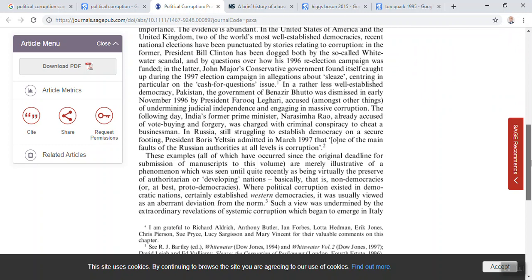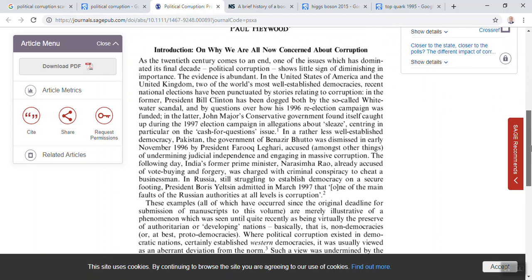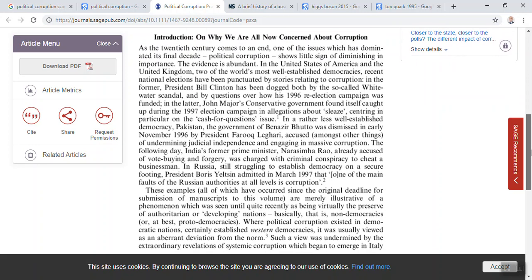Okay, so this first part, we can read the introduction here. You can get a feel for if this is important for you, if this is something you would use. Here, it's using Benazir Bhutto, so that's Pakistan. It's using Russia, America. So this is something very international. Could be quite useful for you.